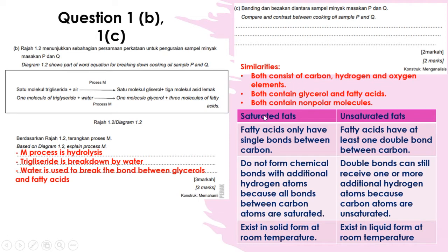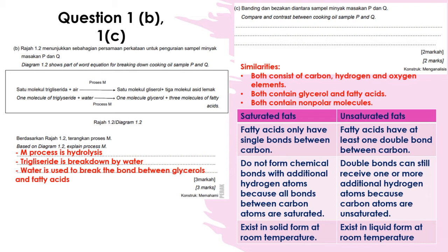Next we go to the difference between saturated fat and unsaturated fat. In saturated fat, the fatty acids only have single bonds between the carbons. If you do not understand what is meant by single bond, please go to your textbook.